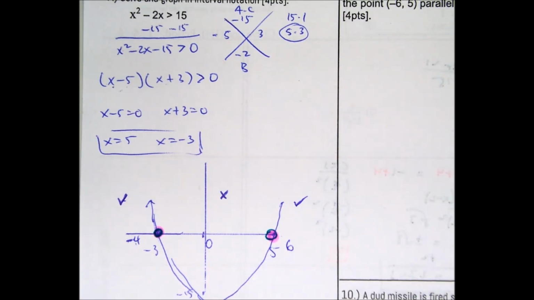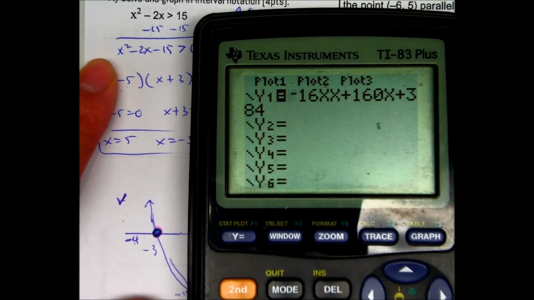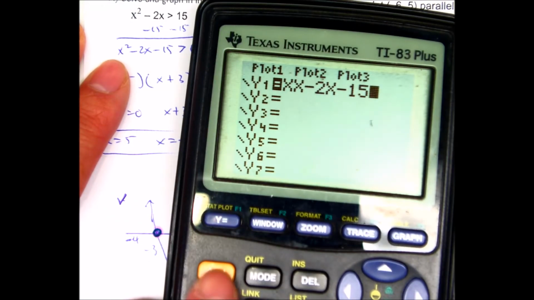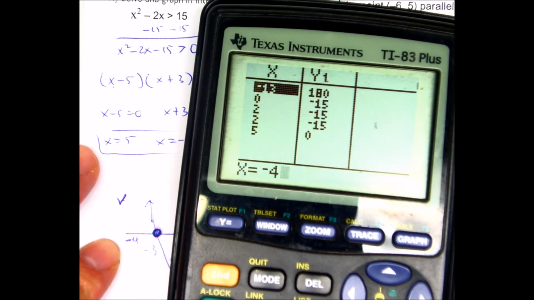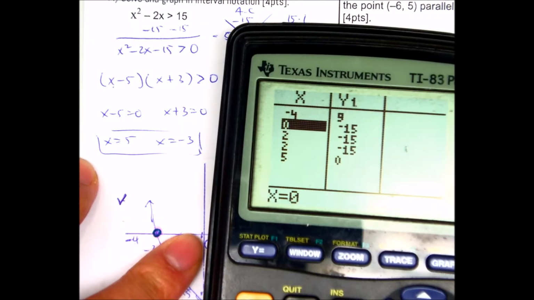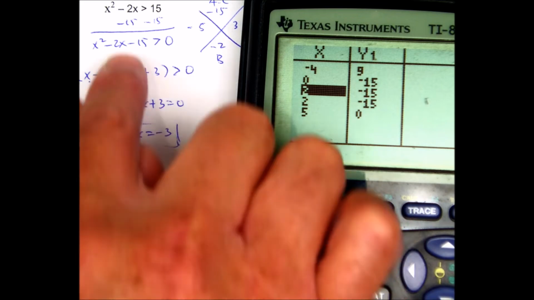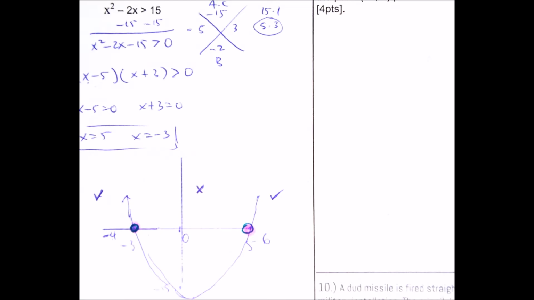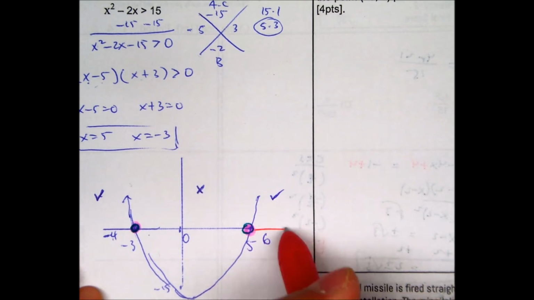I'll double check that with my calculator. So x squared minus 2x minus 15. I'm going to go to my table, so second graph. I'll just type in my test points, negative 4. 9 is greater than 0. That's true. Then 0. Negative 15 greater than 0 is false. And then the other number is 6. You get 9. So my solutions are going in this direction.